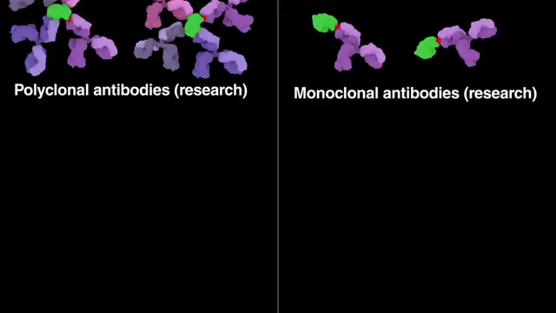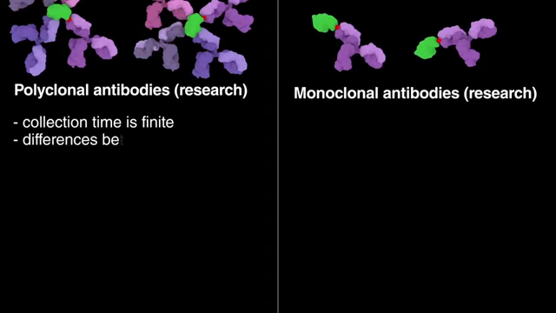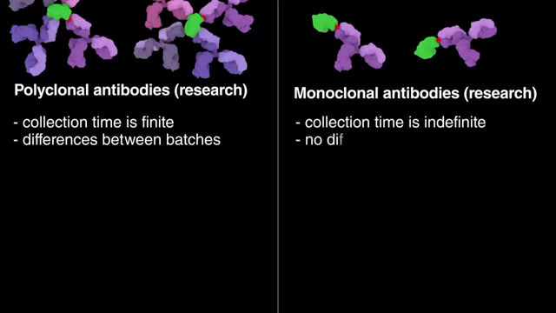Polyclonal and monoclonal antibodies have different strengths and weaknesses. Long-term production of polyclonal antibodies requires the use of multiple individual animals, resulting in differences between different batch preparations. In contrast, monoclonals can be continuously produced from a clonal cell population and are less subject to changes.